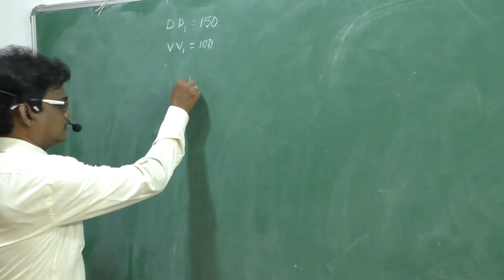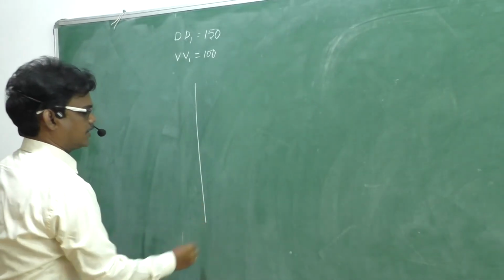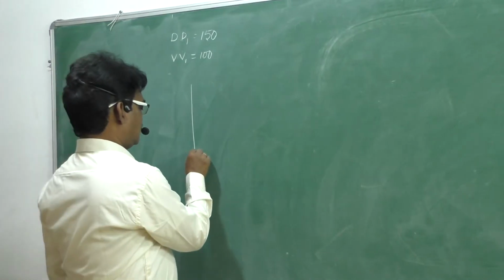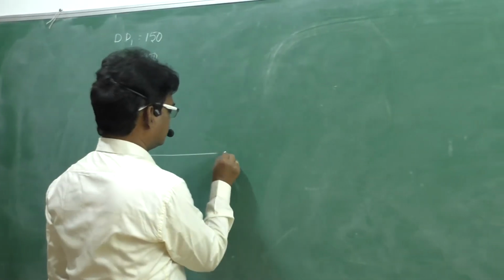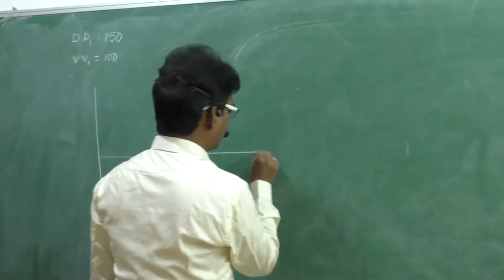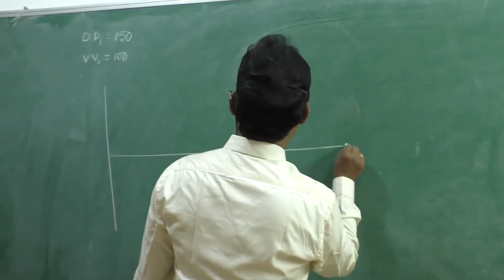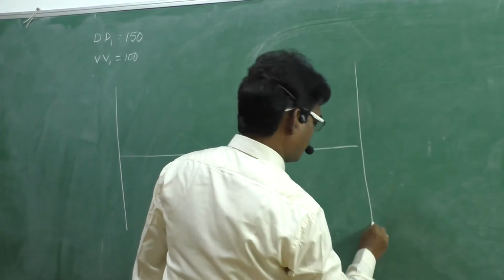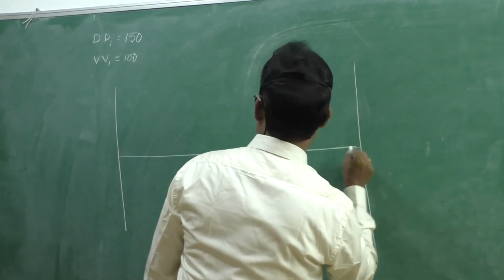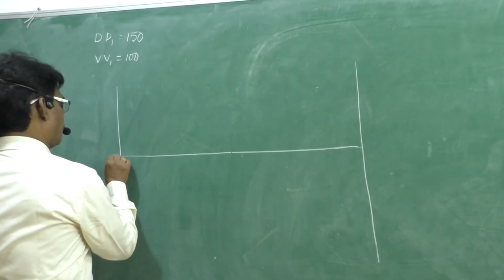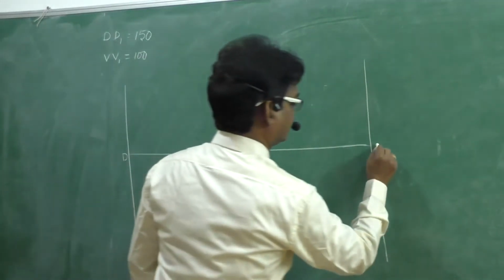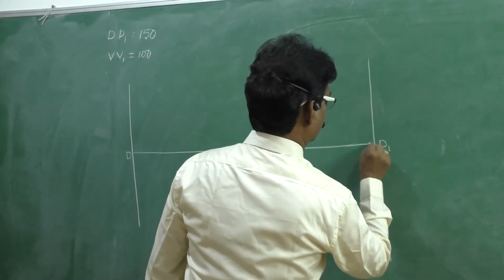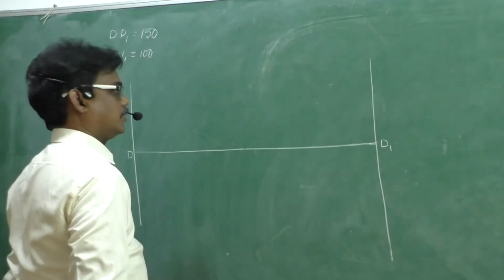See, this is one directrix and the distance from this directrix to the other is equal to 150 mm. This is the other directrix. This is D. This is D1. D1 is equal to 150 mm.